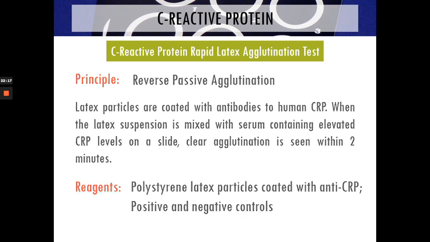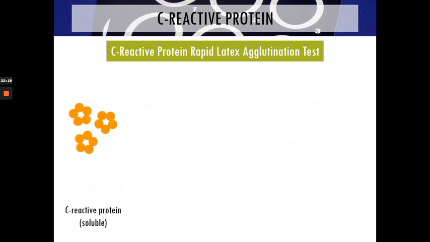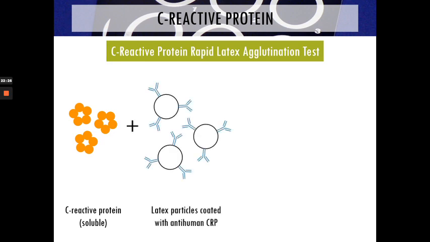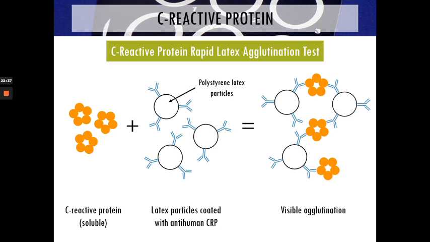All right, okay. So for principle, here is again your CRP found in your serum, di ba? All right. And then we add our latex particles coated with your anti-CRP, anti-human CRP. Again, that is found in the reagents. So of course, if CRP is found in your serum, they then bind to each other until they form a lattice and then precipitate or agglutinate out of solution, which we now see as visible agglutination, which then means you are positive for CRP or your CRP level is high or in a way can be detected by the test.